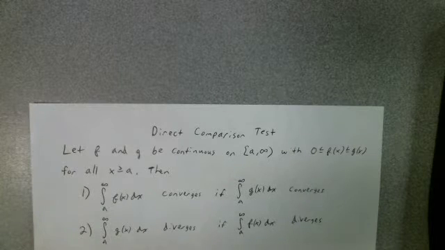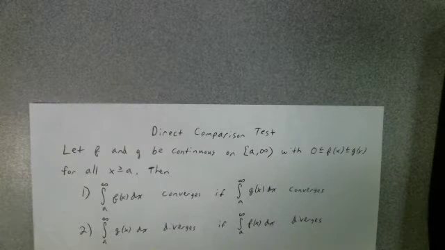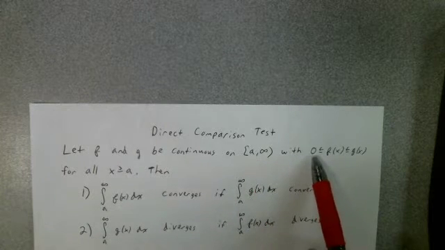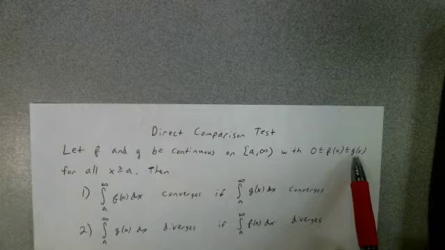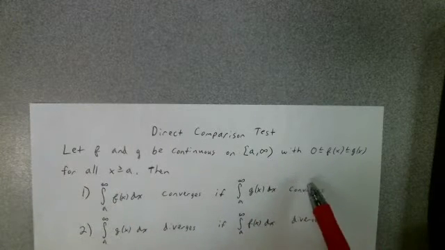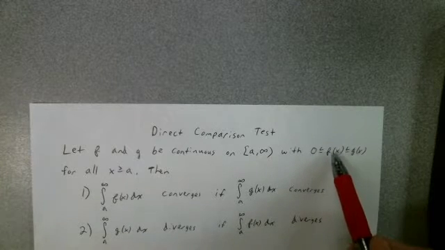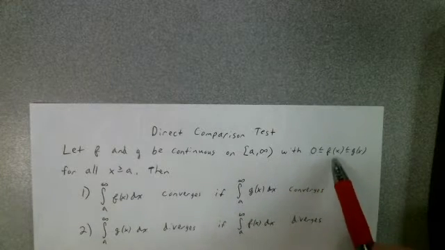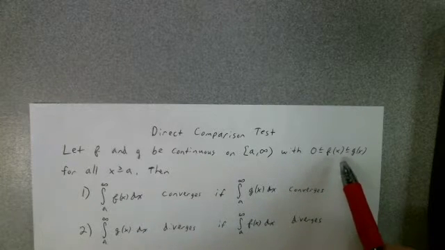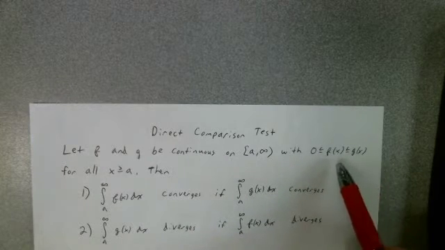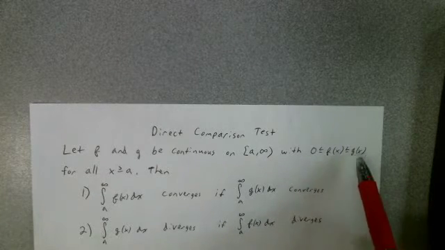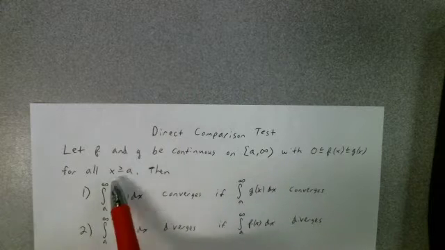So the theorem is this. Let f and g be continuous functions on the interval a to infinity, with 0 less than or equal to f of x less than or equal to g of x, for all x bigger than or equal to a. So what this is saying is that both f and g are bigger than 0. So f and g are positive functions, though they could hit 0 sometimes. All right, so we have to have that happen. And f has to always be smaller than g on the interval.